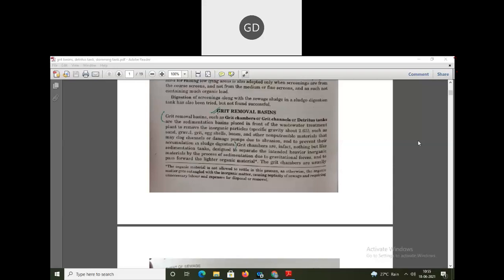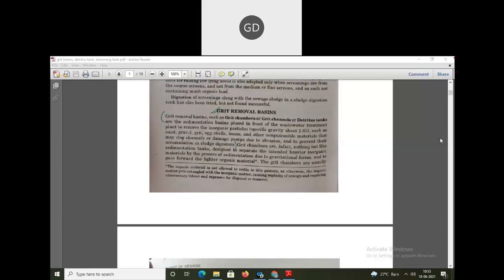So now today, after your screening process, it is the same as raw water. For raw water, we did the sedimentation process. But for wastewater treatment, before the sedimentation treatment part, after your screening, we will be doing a grit removal process. That is done in the grit removal basin. It is also known as the grit chamber, grit channels, or the detritus tank. All these four names are the same, doing the same thing.